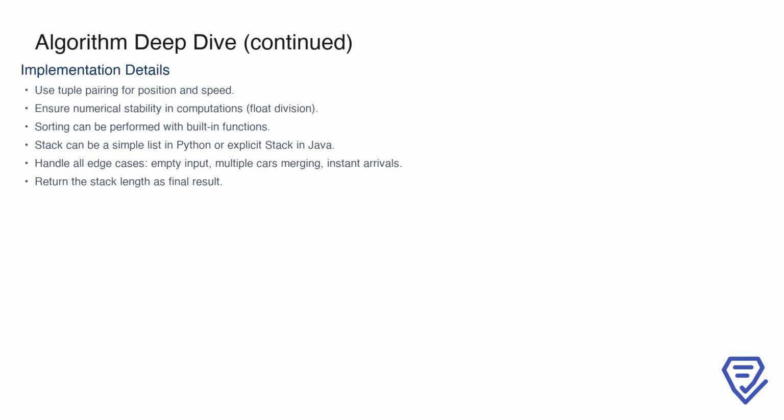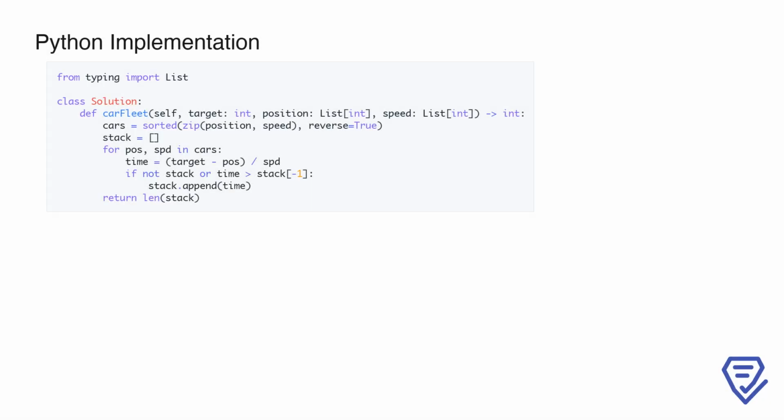The answer to the problem is simply the final length of the stack, representing distinct fleets that reach the target. Let's look at the Python implementation for LeetCode problem number 853. First, we import list for type hinting. We define the solution class and the carFleet method, which takes the target position, a list of start positions, and speeds. We pair up and sort all cars in reverse order of position, so those closer to the target come first. For each car, we calculate its arrival time as the remaining distance divided by speed.